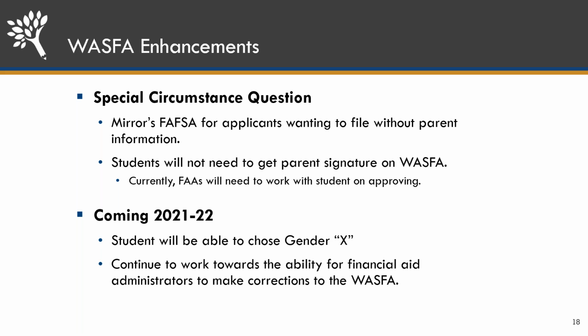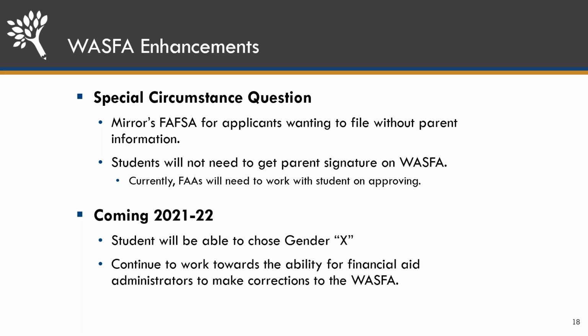In these instances, students are able to choose the special circumstances option, which states that they are unable to provide parent information. And so the application will not ask for parent information. It will not ask for a parent signature. And the students will submit it to your institution. So currently, we are asking the financial aid administrators to work directly with your students who select this option.